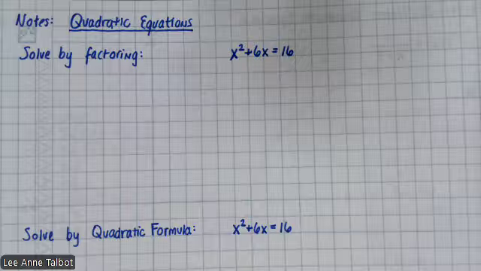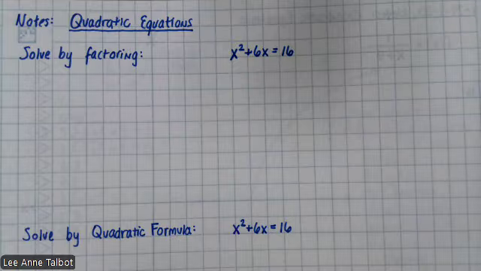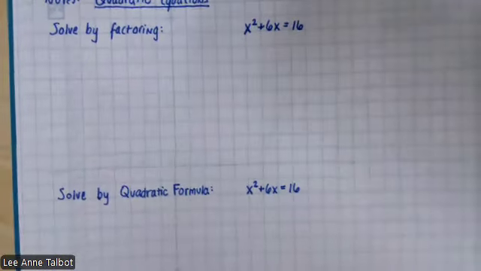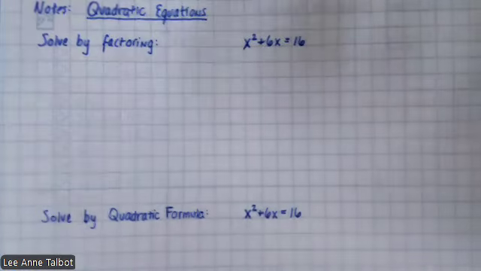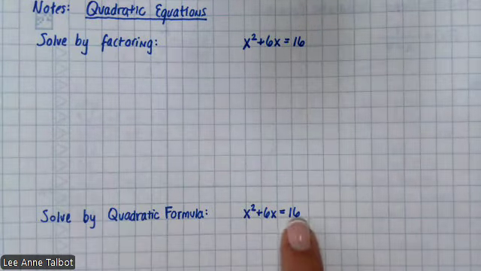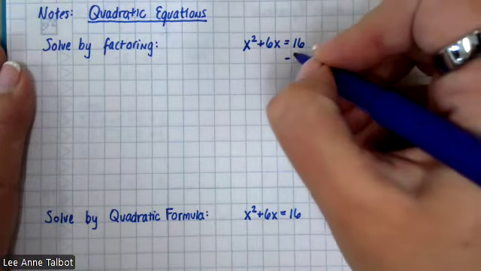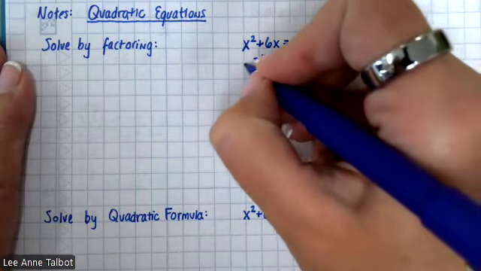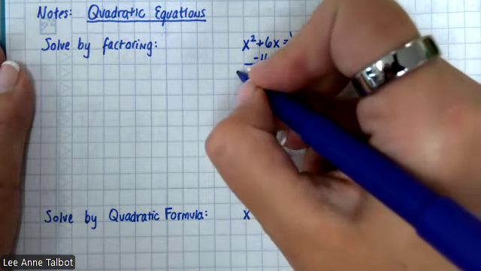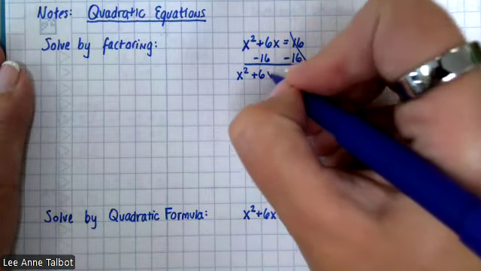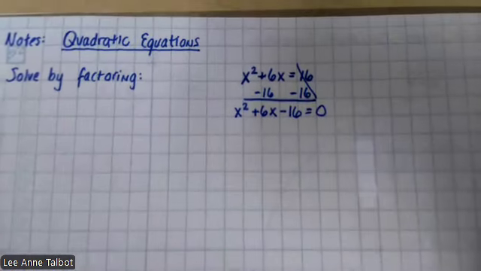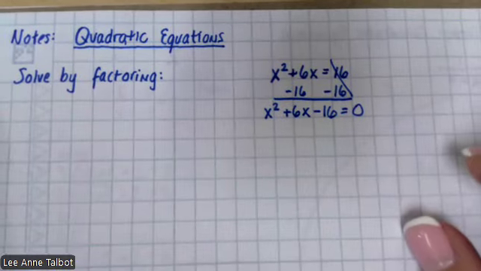So we're going to do the same problem twice, once with factoring and once with quadratic formula. Before we start either of these two problems, I need you to know that you need to have them equal to 0 before you start. I did this on purpose. I put the 16 on the other side of the equals to remind us all that we need to subtract the 16. And before we do any factoring or quadratic formula, it has to be equal to 0. So I have x squared plus 6x minus 16 equals 0. Everybody okay so far?